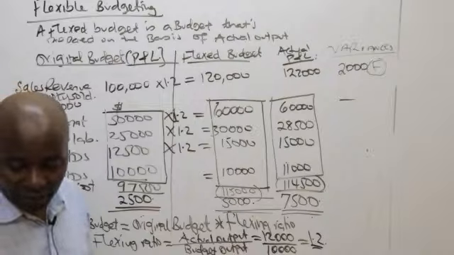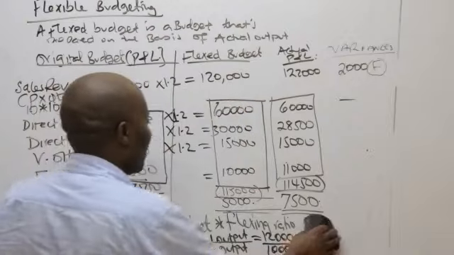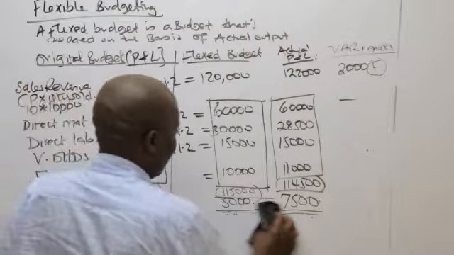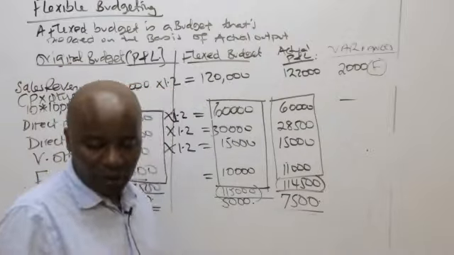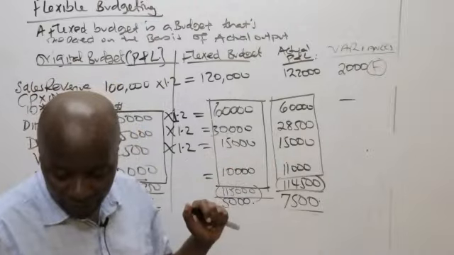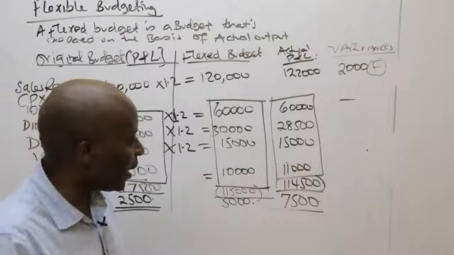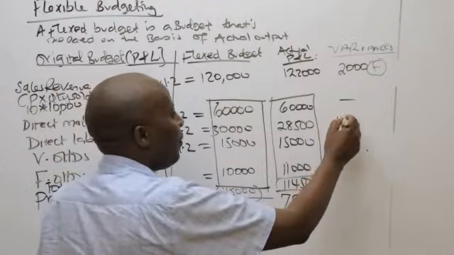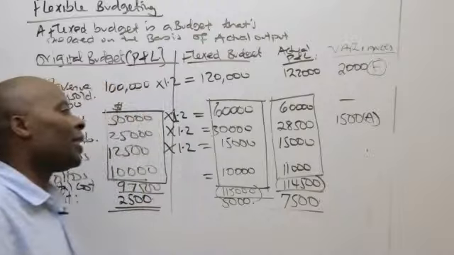$30,000 minus 28,500 will give us what figure, my great friends? 30,000 minus 28,500. It is 1,500, and I can see Vincent has gone ahead to tell us that this is adverse. So we have 1,500 adverse. Let's see whether it is adverse for sure.